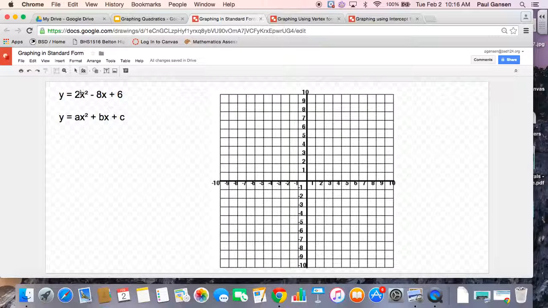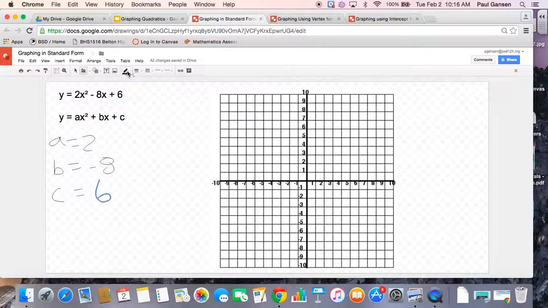So we have y equals 2x squared minus 8x plus 6 really quickly here. A in this case is equal to 2. B is equal to -8 because it's a -8. And C in this case is 6. Now if you recall from the slide we were talking about a moment ago, the C value is our y-intercept. This is going to cross our y-axis at 6.